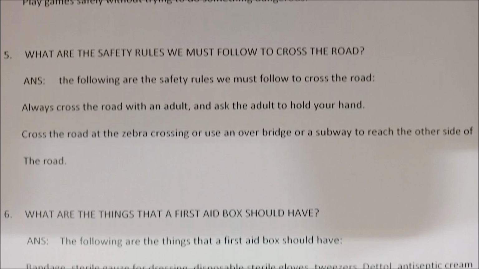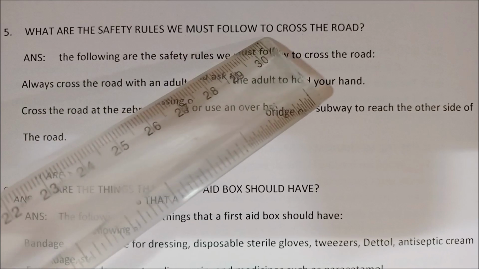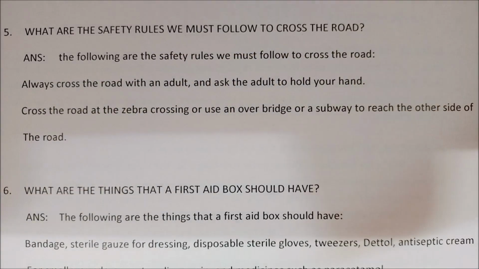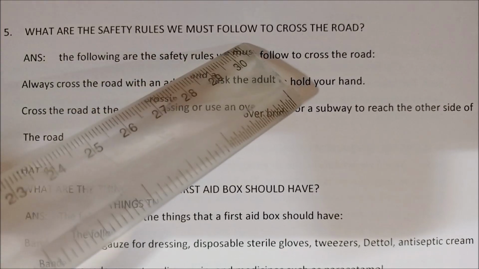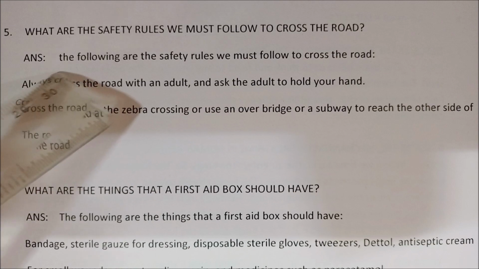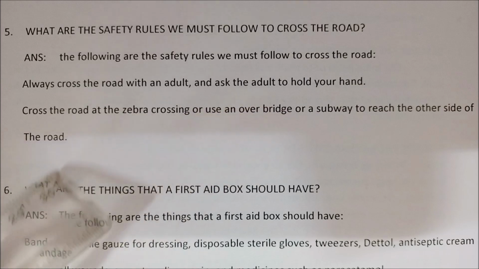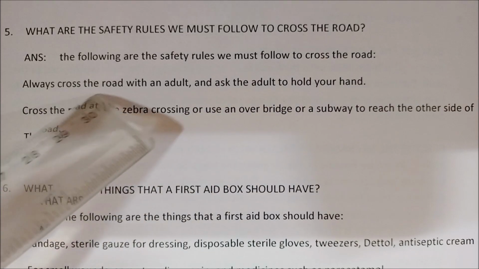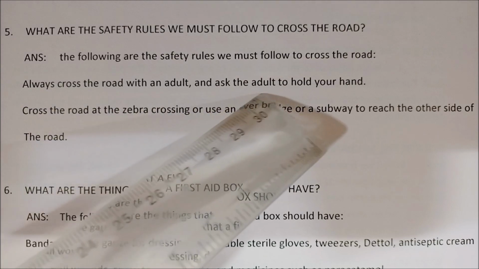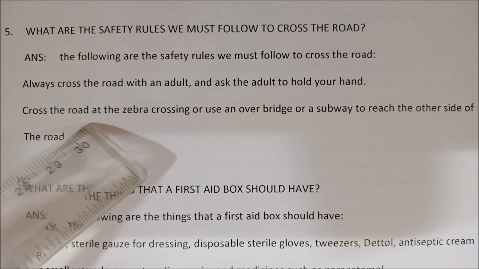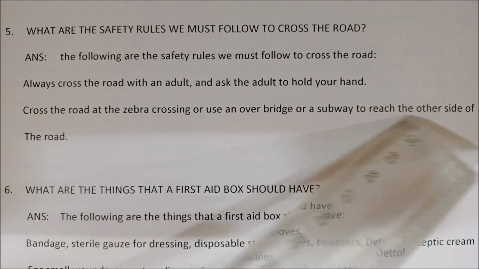Your next question. Question number 5. What are the safety rules we must follow to cross the road? So this is also an important question, children. Answer: the following are the safety rules we must follow to cross the road. Always cross the road with an adult and ask the adult to hold your hand. Cross the road at the zebra crossing or use an overbridge or a subway to reach the other side of the road.